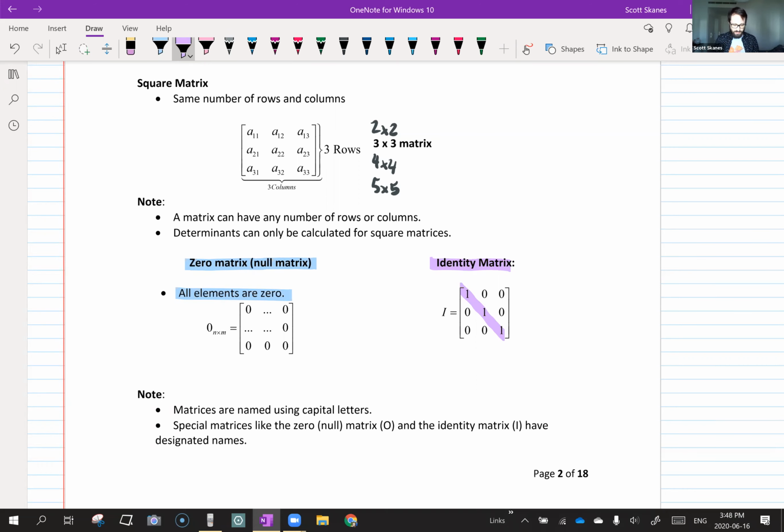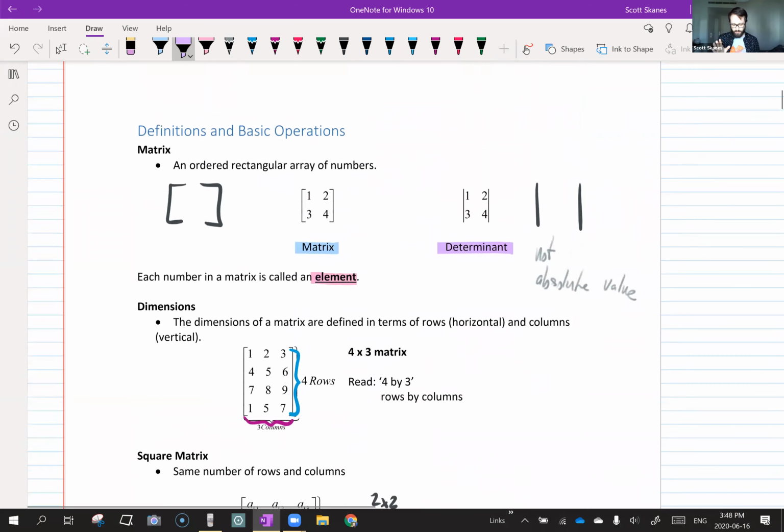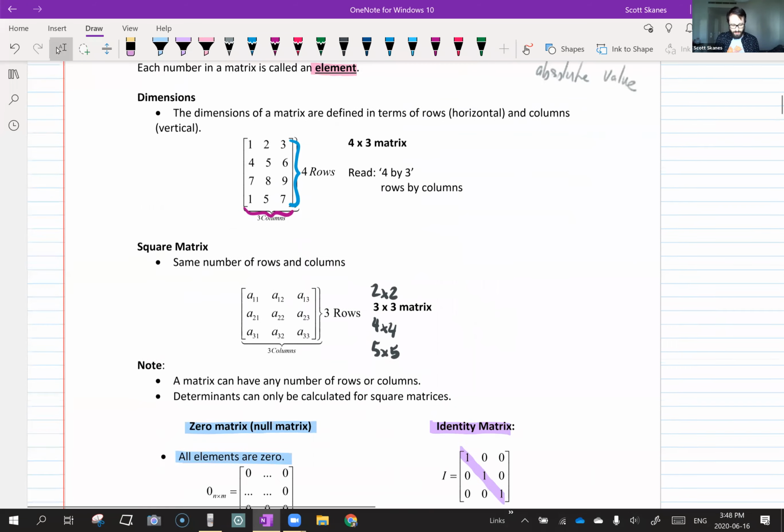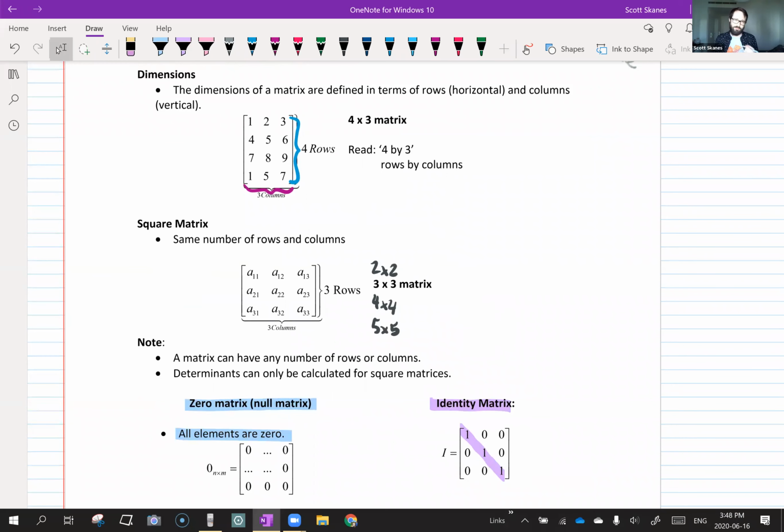All I'm trying to say is the basics. All you need to know at this point, what's a matrix? It's a bunch of numbers in a box, and the boxes have square sides. The determinant is a special thing, just like multiply and divide. If you need to get the determinant, you have these vertical sides. The dimensions is 4 by 3, the size of a matrix.